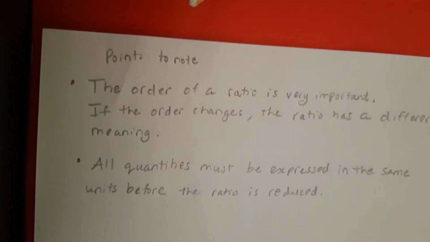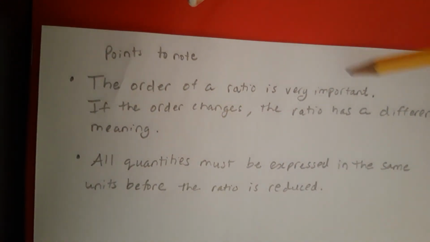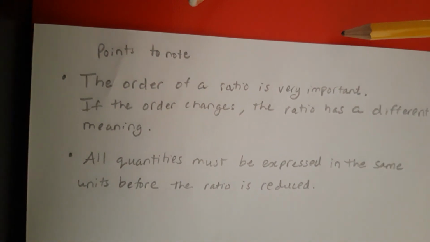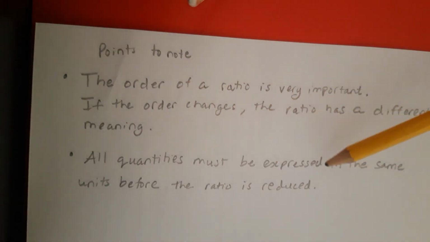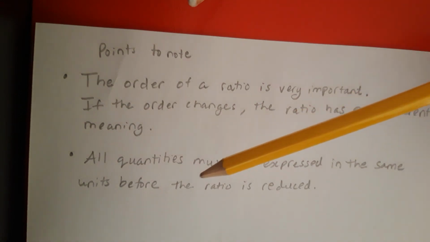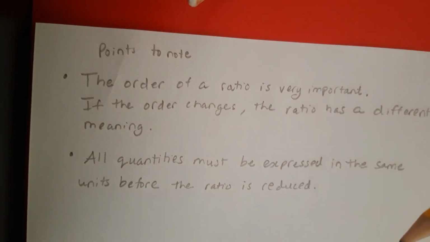So before you go on to the exercise, let's review two main points. Points to note: the order of your ratio is very important. If the order changes, the ratio carries a different meaning. So pay close attention to your order. And secondly, all quantities must be expressed in the same units before the ratio is reduced. So look at your units: grams and kilograms, meters and centimeters, liters and milliliters, etc. before reducing your ratio.